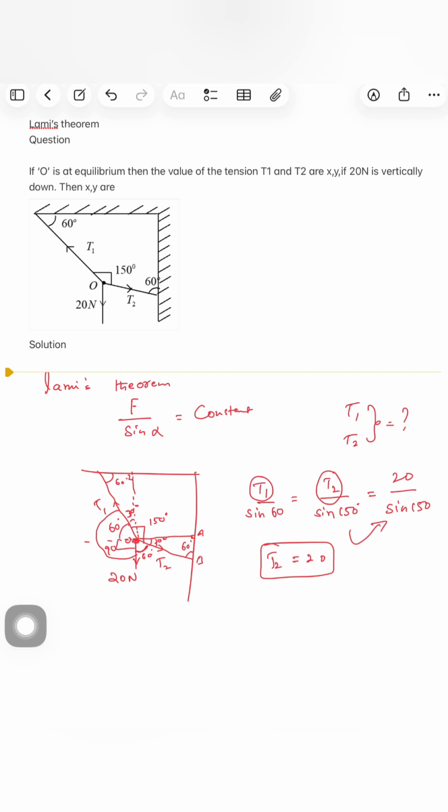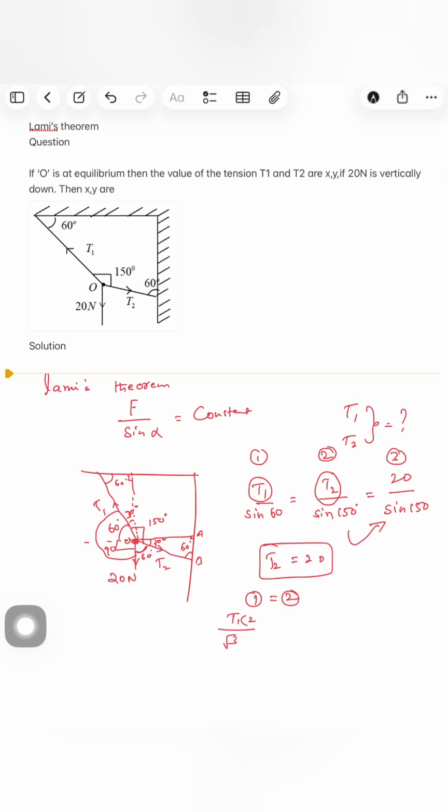So now we are going to find T1. I am equating the first two. This is 1, this is 2, this is 3. So if you equate the first two, then 1 is equal to 2. Then we will get T1. Sine 60 is equal to root 3 by 2. So 2 I am writing in the numerator, which is equal to T2, and T2 we already got as 20, divided by sine 150. So we know that sine 150 is equal to 1 by 2. How to find that?